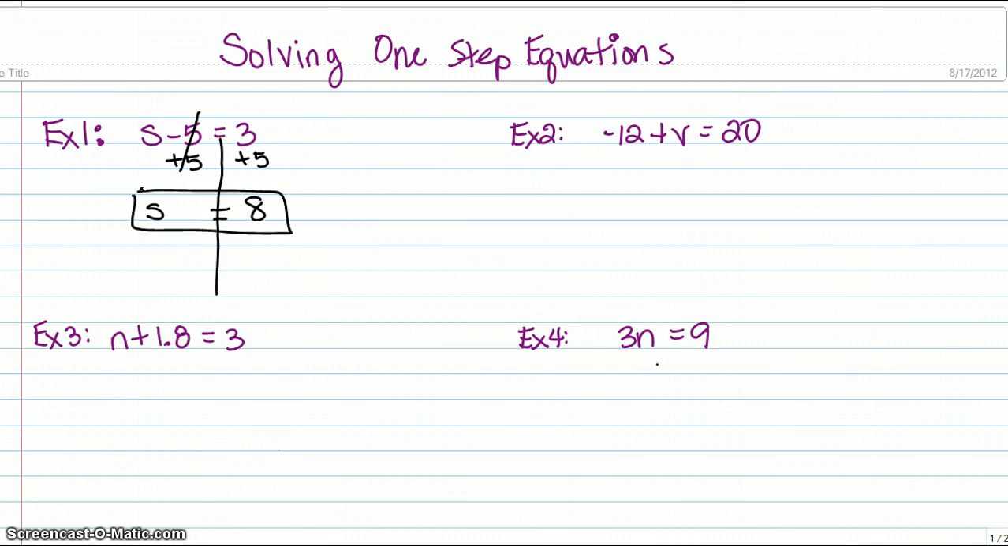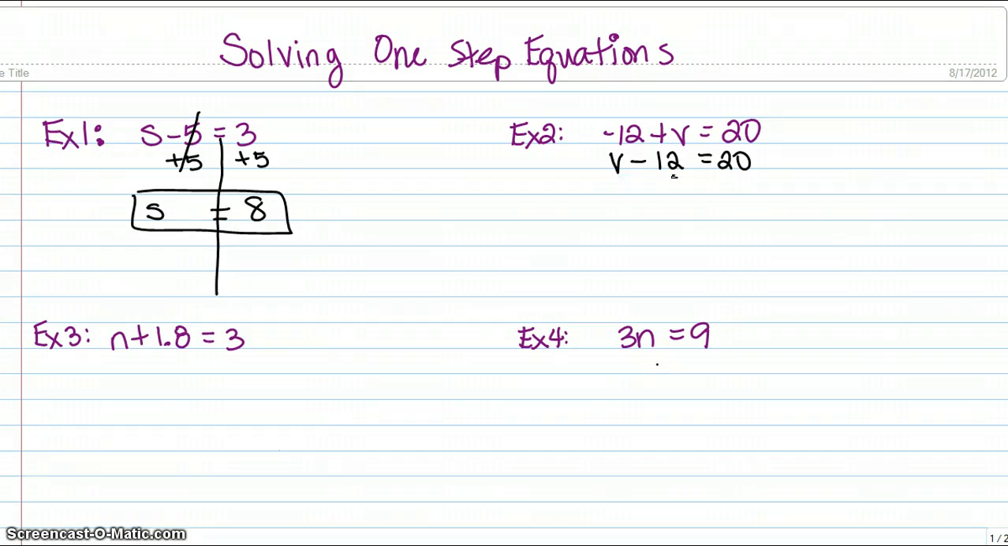On example 2, it's almost the same. It says negative 12 plus v equals 20. Sometimes students get confused with negative 12, but it is added to v. So they want to subtract 12 again, but that's not how this works. This is the same thing as v minus 12 equals 20. So if you see a negative 12, it really means like minus 12.